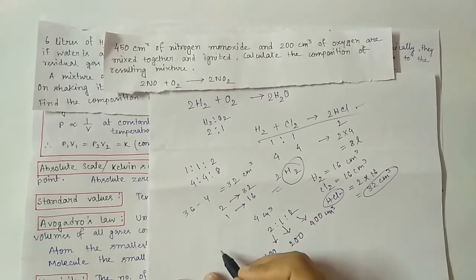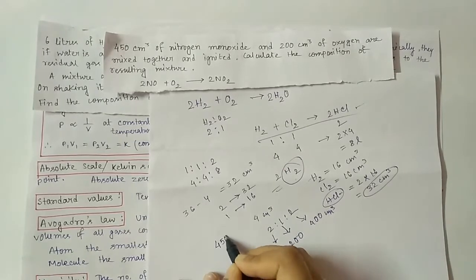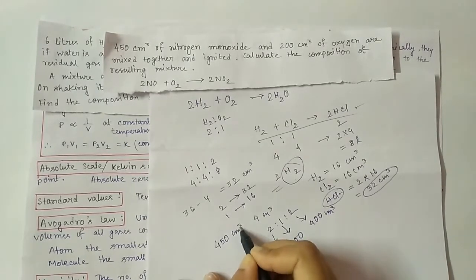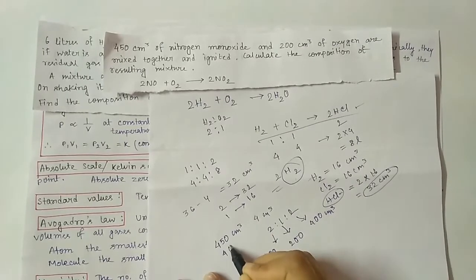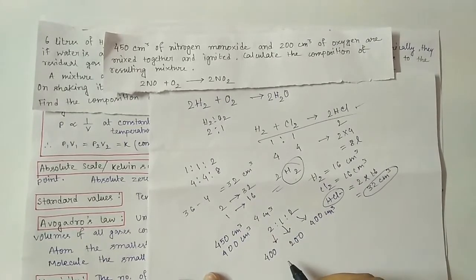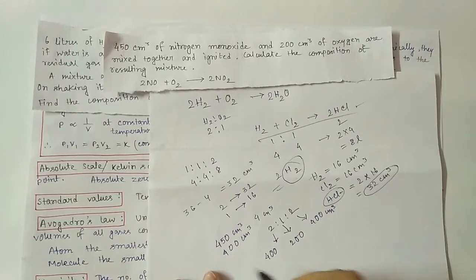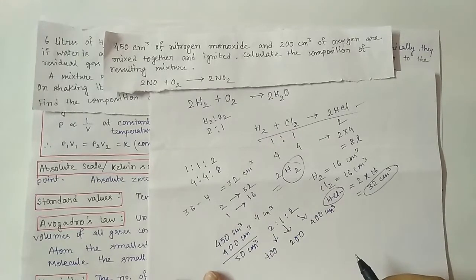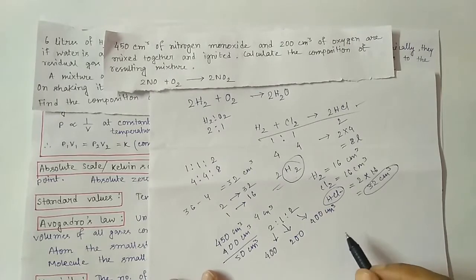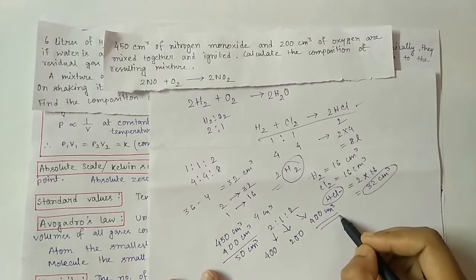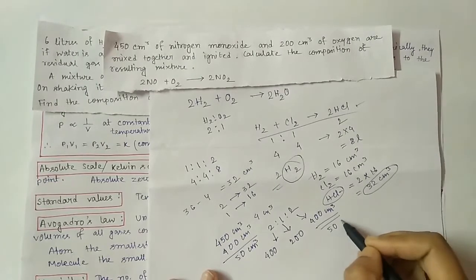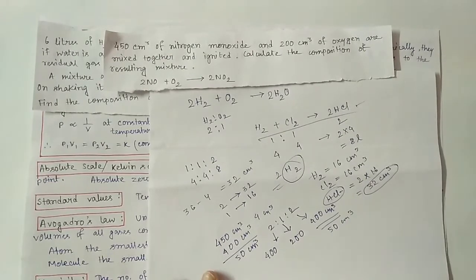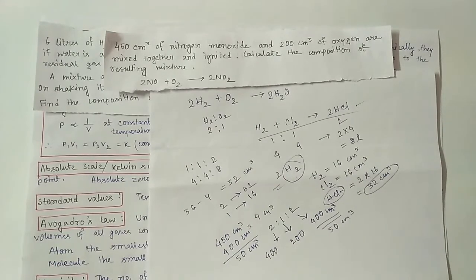Here, as 450 cm³ of nitrogen monoxide has been taken, but only 400 cm³ of nitrogen monoxide gas has reacted, there will be 50 cm³ of nitrogen monoxide gas left behind. So the final composition of the resulting mixture will be 400 cm³ of nitrogen dioxide gas and the residual 50 cm³ of nitrogen monoxide gas. This type of question can be asked from this principle.